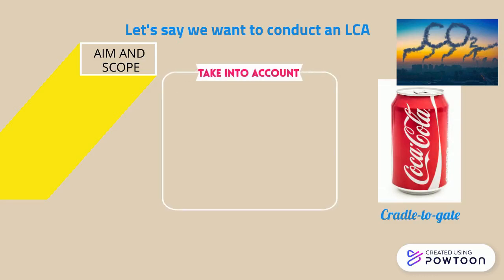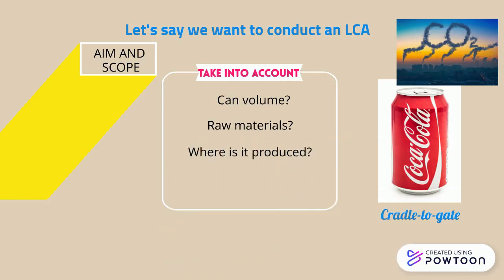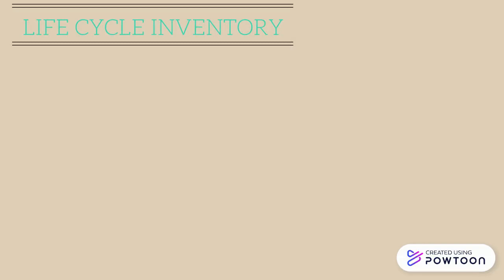At this stage, we must consider the volume and the materials that compose the can. Also, we would need to establish where it is produced and the means of transport from the production plant to retailers. The second stage is the life cycle inventory.